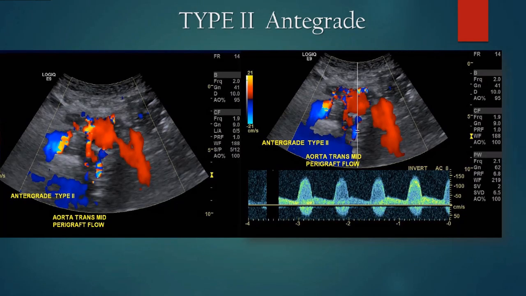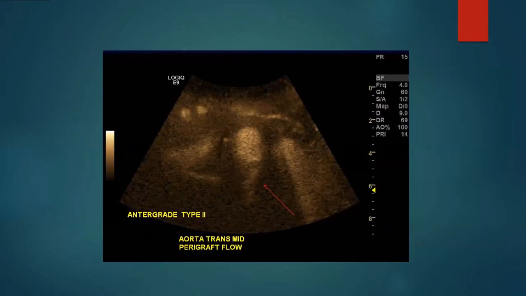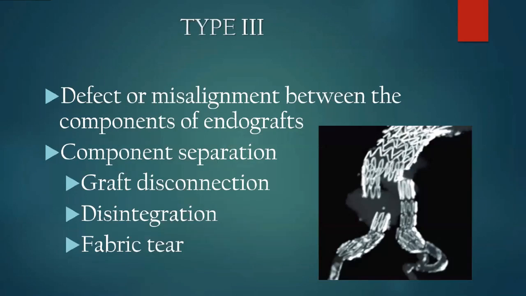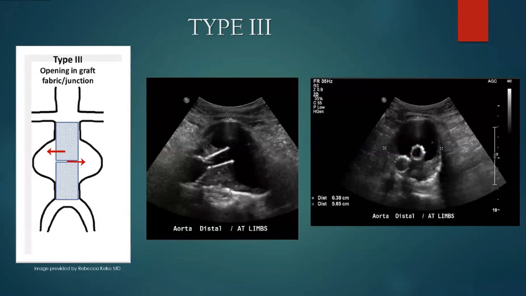It was a very fun study. And again, another image showing that branch. So type 3 endograft is characterized as a defect or misalignment between the components of the endograft. It's referred to as component separation, graft disconnection, disintegration, or a fabric tear.